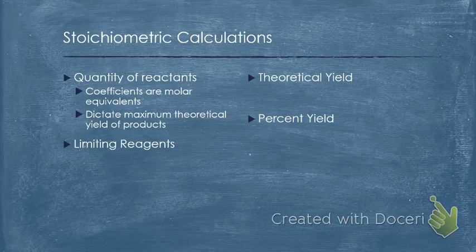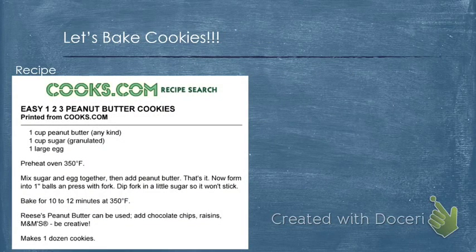So let's look at an example. You can actually consider a recipe as being a chemical reaction, because in reality, you have 1 cup of peanut butter, that's a reactant. It reacts with 1 cup of sugar, reacts with 1 large egg, so we have 3 reactants. You mix them together, you add heat, the reaction occurs, and you get a product. We get 12 cookies.